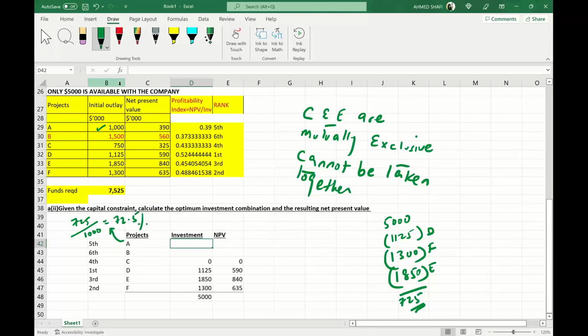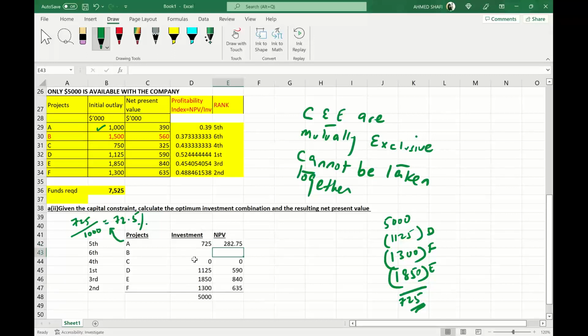72.5% proportion of A. So in A, you can only invest 725, but investing 725 out of the required 1,000 means you only took a 72.5% share of A. So you won't get the full NPV of 390 from A because you haven't invested the full money. You have invested 72.5% of the money, so you will only get 72.5% of the NPV. And 72.5% of the NPV is 282.75.